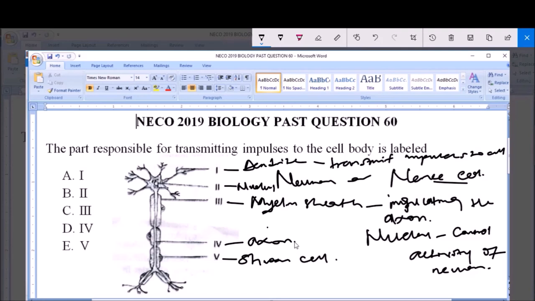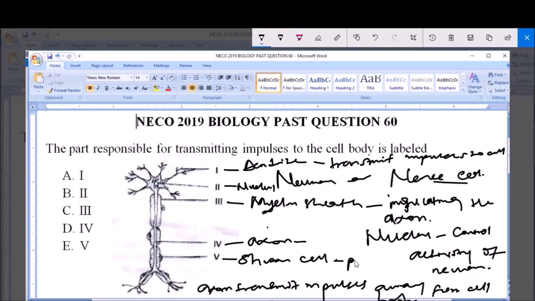Now, IV here is the axon. The axon is responsible for transmitting impulses away from the cell body. Then the Schwann cell, which is V, is the one that produces the myelin sheath. Now, the question says the part responsible for transmitting impulses to the cell body, and that is the dendrite, which is option A, I. The dendrite is a nerve fiber that transmits impulses to the cell body, while the axon is a nerve fiber that transmits impulses away from the cell body. So the answer to this question is option A, dendrites.